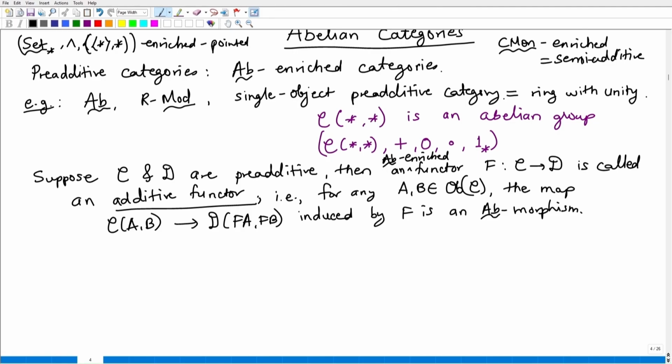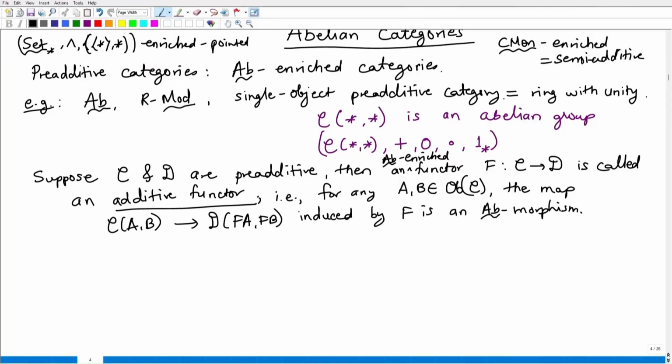So basically, whatever should happen does happen. That's the slogan here. So Ab-enriched functors are called additive functors. We don't call them pre-additive, we just call them additive functors. Any questions so far?